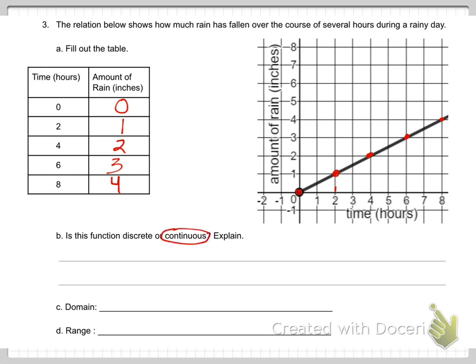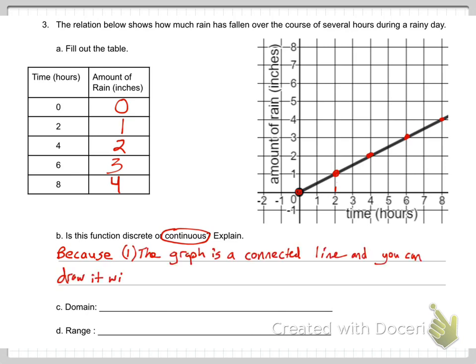This function is continuous for several reasons, and the more reasons you can explain on this problem, the better. One reason is because the graph is connected. It's a connected line and you could draw it without picking up your pencil.